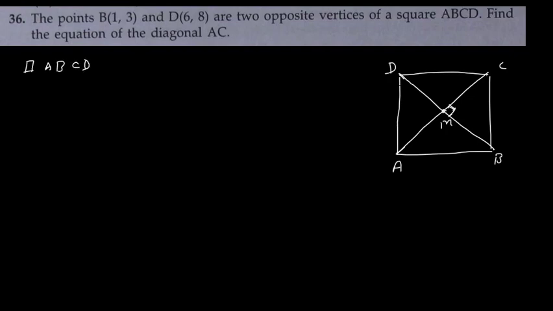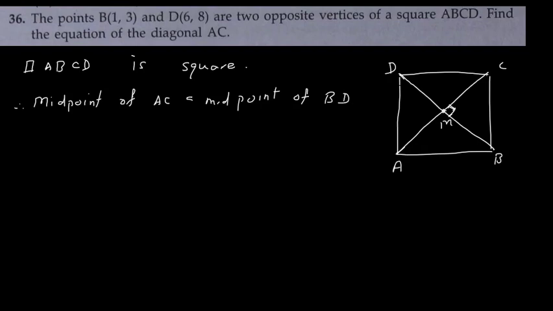So here I will say, ABCD is a square, therefore midpoint of AC is equal to midpoint of BD, and secondly AC is perpendicular to BD, therefore slope of AC is -1 upon slope of BD.